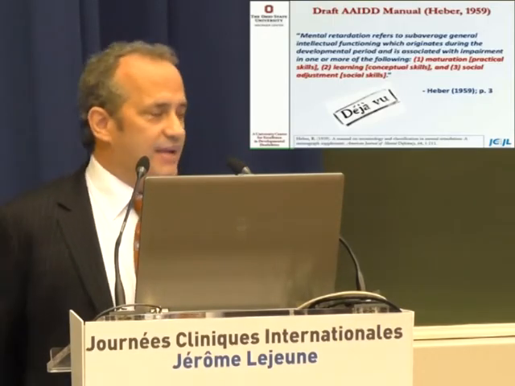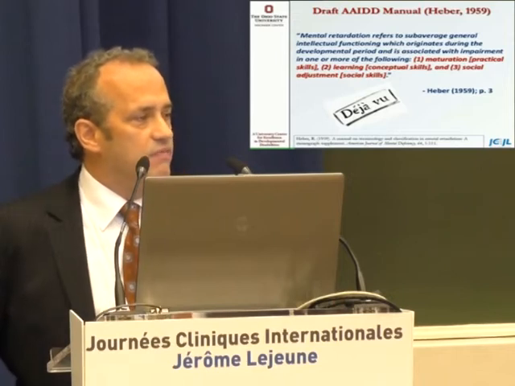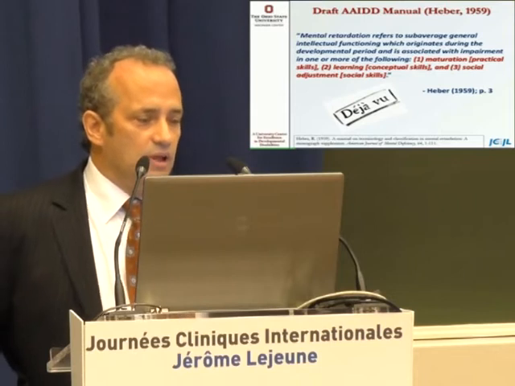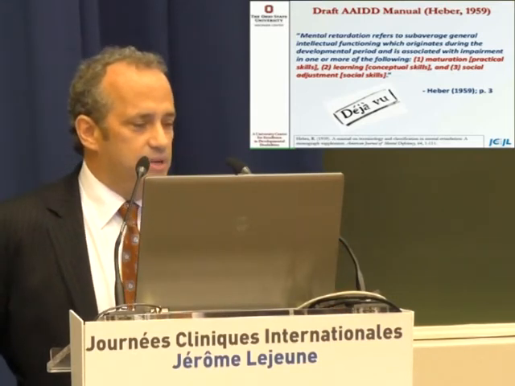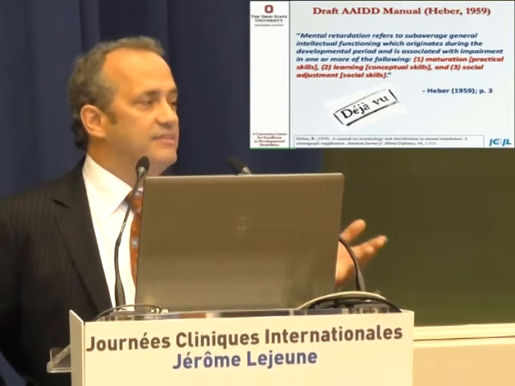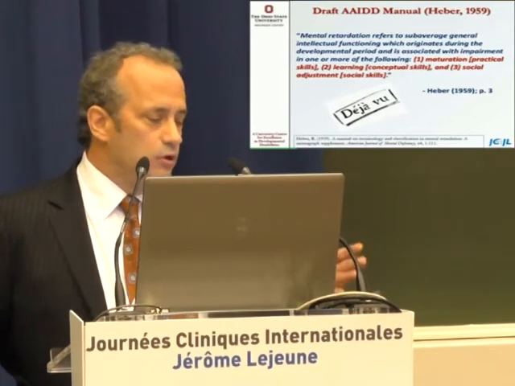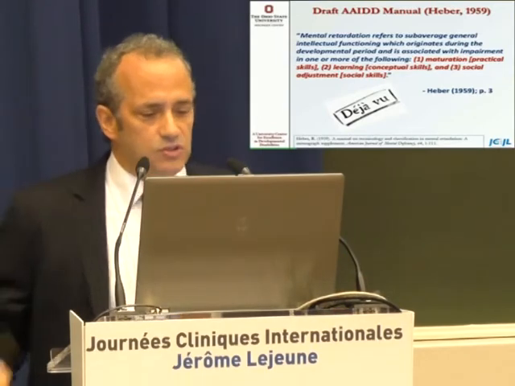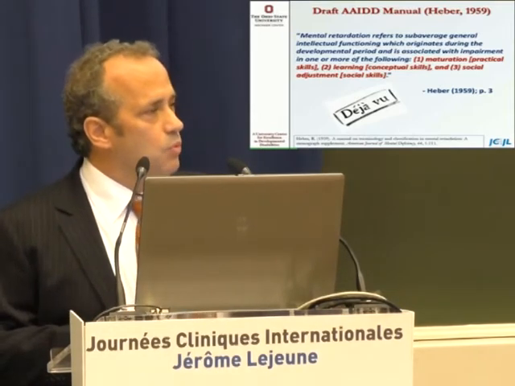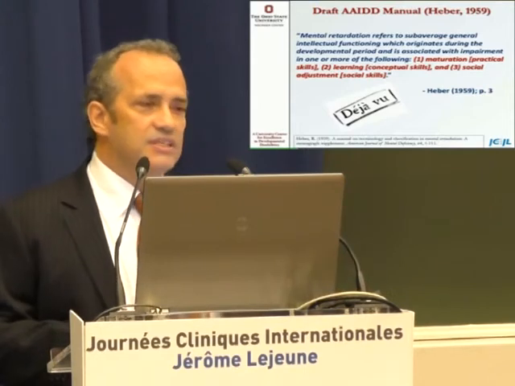And that's because back in 1959, the AIDD in the 5th edition of their definition, more than 50 years ago, defined mental retardation as being associated with significant deficits in intellectual functioning and significant deficits in maturation, which are practical skills, learning, which are conceptual skills, and social adjustment, which are social skills. So where the DSM, AIDD, and the World Health Organization are is not entirely new.